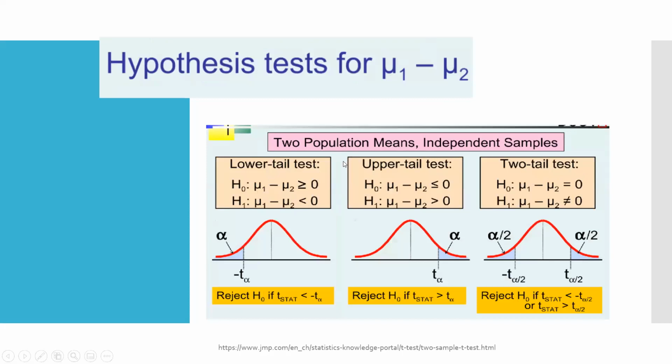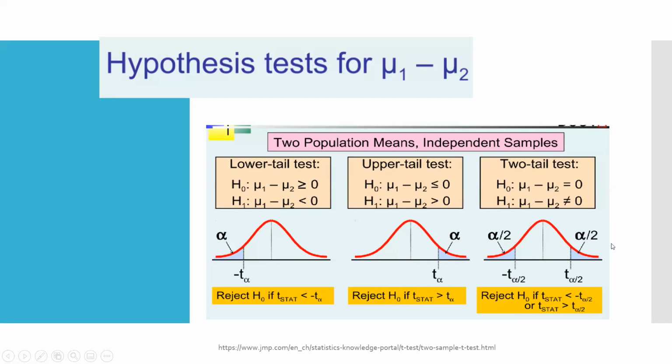In this case, for the lower tail, we reject the null hypothesis if the t statistic, calculated by applying the formula (we can also use SPSS for that), is less than the critical t value. In the upper tail t-test, we reject the null hypothesis if the t statistic is greater than t alpha, and in a two-tailed test we reject if the t statistic is less than minus t or greater than t alpha by 2.